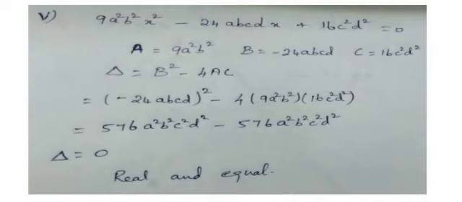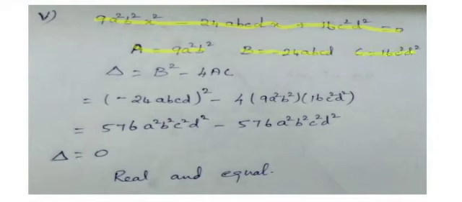Okay, next, fifth sum. The question is 9a²b²x² − 24abcd x + 16c²d² = 0. So A is equal to 9a²b², you should not take x². And B is equal to −24abcd, so we should not take x. And the C value is nothing but the constant: C is equal to 16c²d².